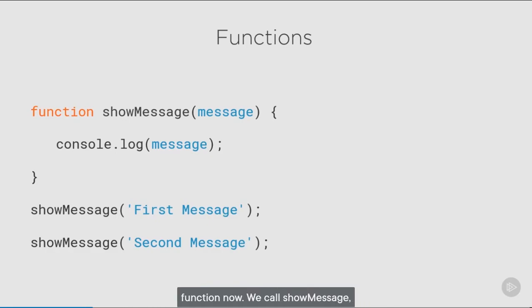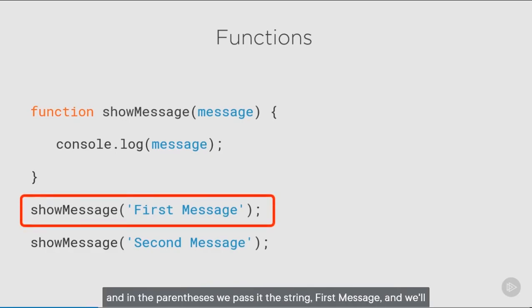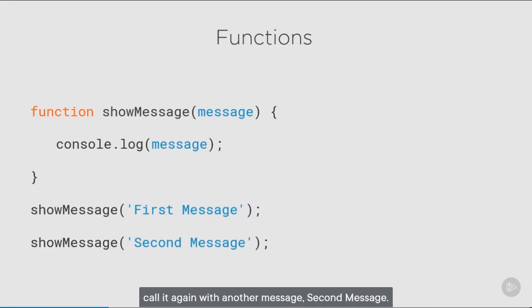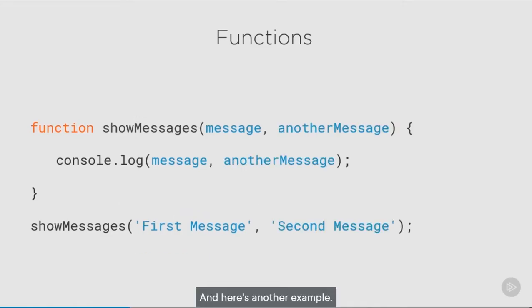So that's our function declaration, but let's call the function now. We call showMessage, and in the parentheses we pass it the string "first message". And we'll call it again with another message, "second message". So this way we can pass any information to showMessage and it'll be logged out to the console.